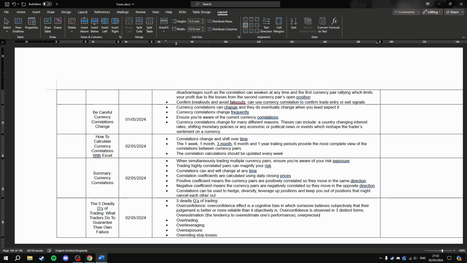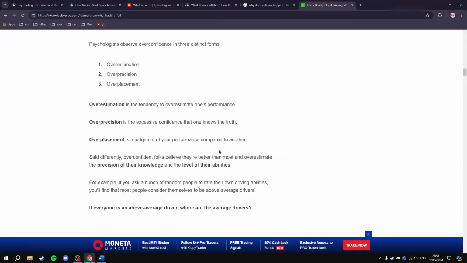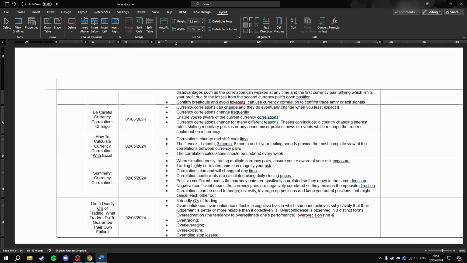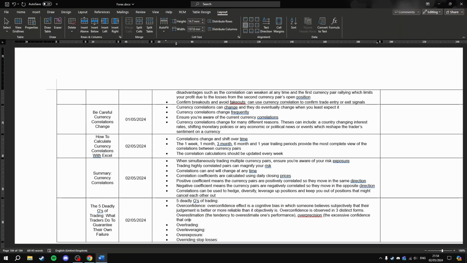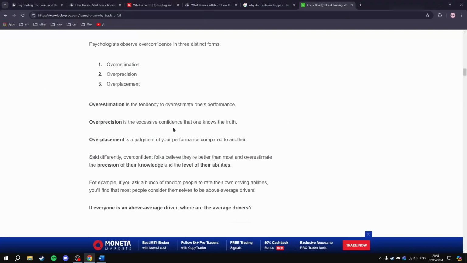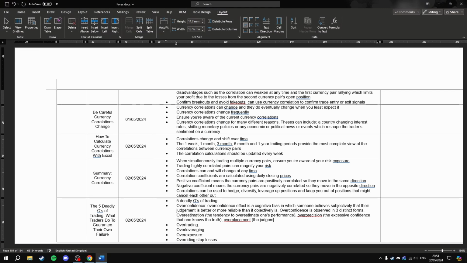Over-precision is the excess confidence that one knows the truth. Overplacement is a judgment of your performance compared to another.